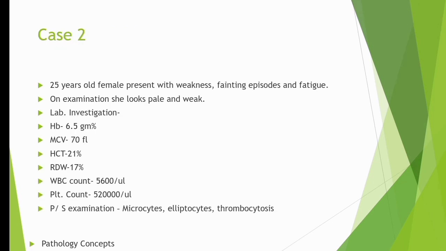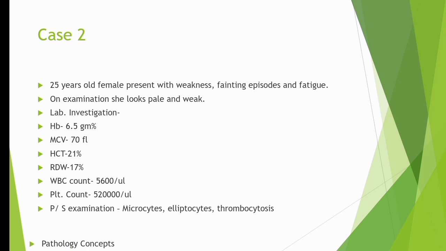The second case is a 25-year-old female who presents with weakness, faintness and fatigue. On examination, she looks pale and weak. Hemoglobin is 6.5 gram per dL. MCV is 70 femtoliters. HCT 21%, RDW 17%, WBC count 5600 per microliter, platelet count 5,20,000 per microliter. In peripheral smear examination, microcytes, elliptocytes, and thrombocytosis are seen.